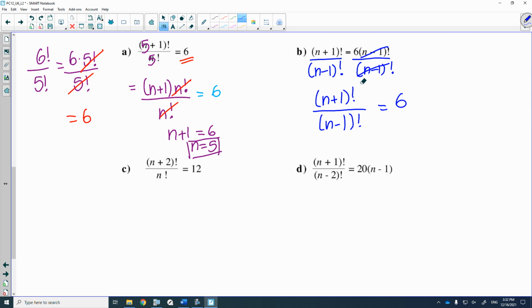Now you could start unzipping, and we'd unzip the larger, which would be the numerator. So if I unzipped n plus 1 factorial, I would get n plus 1, and then I would take away 1, that would give you n. Take away 1 again would give you n minus 1 factorial, n minus 1 factorial, and you would cancel.